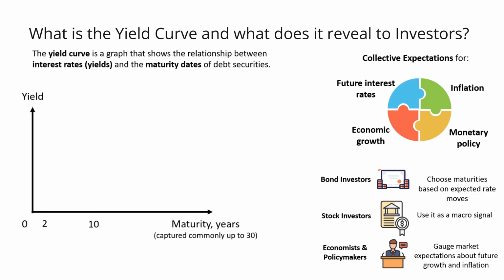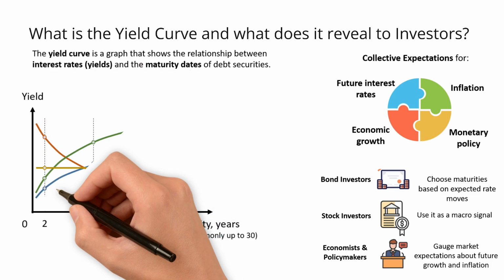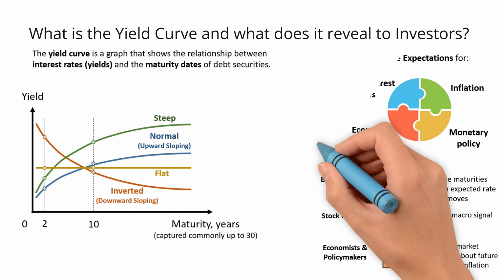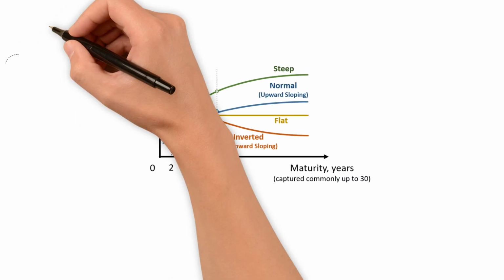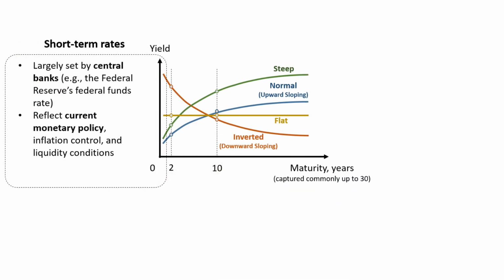Let's continue seamlessly and also narrow down in more detail how are short and long-term interest rates determined. Both are market-driven, but they depend on different forces. Short-term rates, so the ones up to 2 years, so treasury bills and 2-year treasury notes, are largely set by central banks. So basically the Federal Reserve's federal funds rate. Short-term rates reflect current monetary policy, inflation control and liquidity conditions. For example, when the Fed raises rates to fight inflation, short-term treasury yields rise almost immediately.